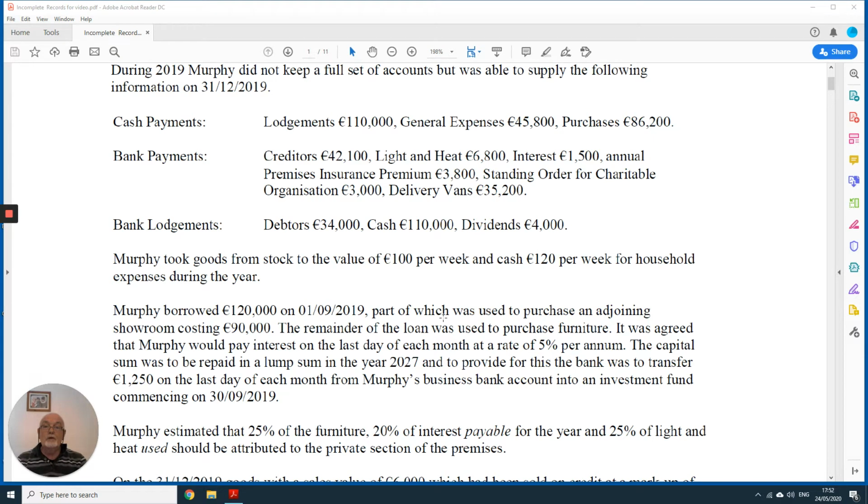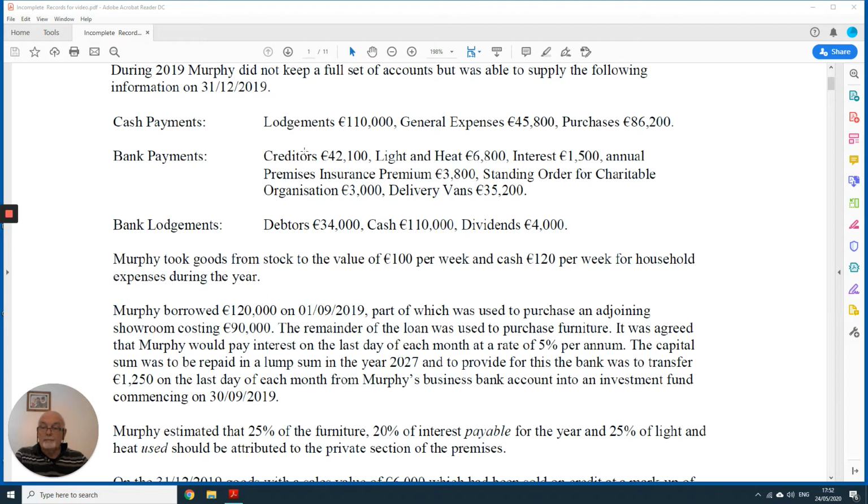Hello again. We're going to carry on now with our incomplete records control account method. At step 5, which is dealing with the bank account so that we can find out how much money is left in that at the end of the year. The question gives us a considerable amount of information in relation to money coming in and going out of our bank account.